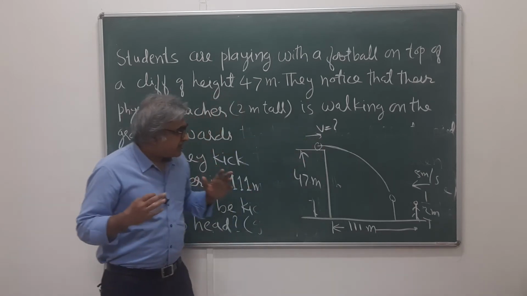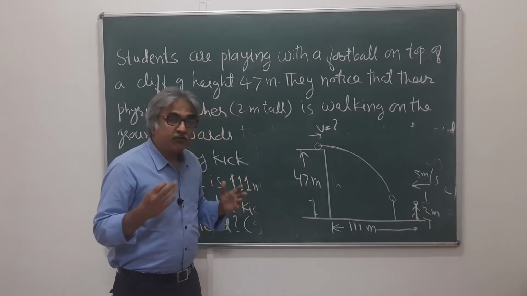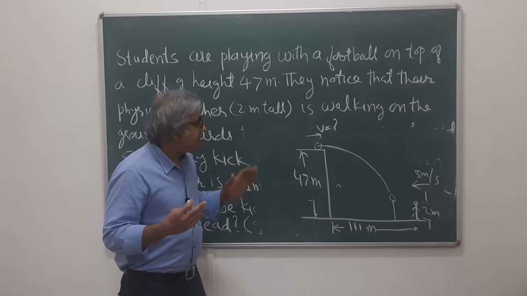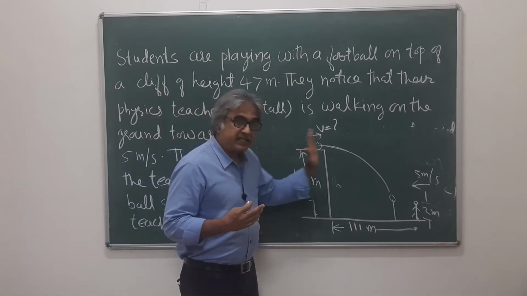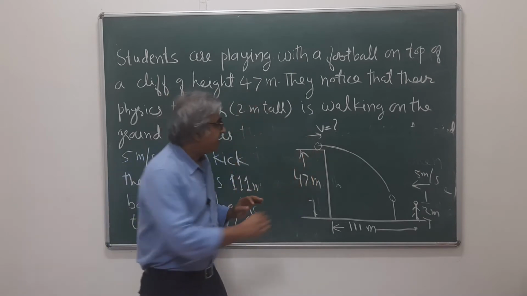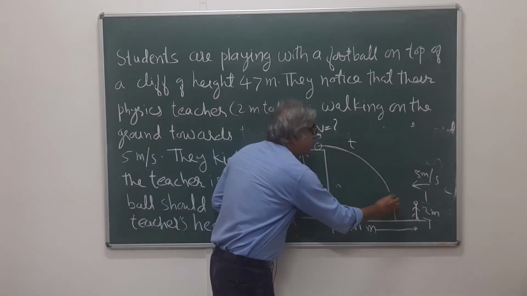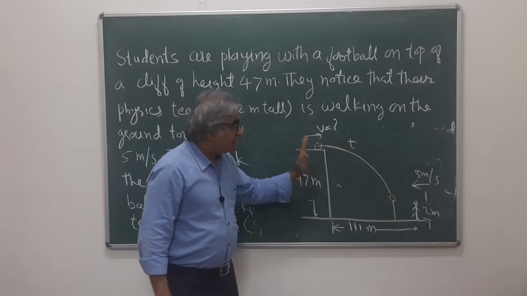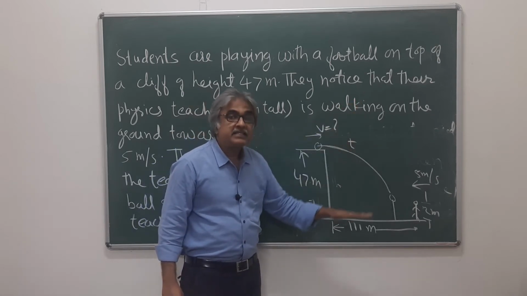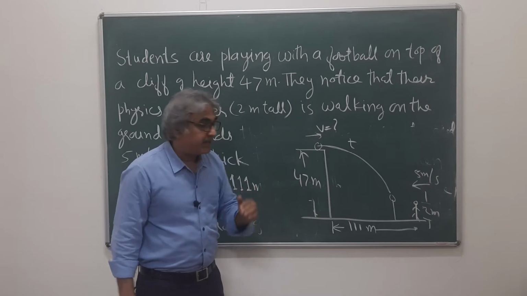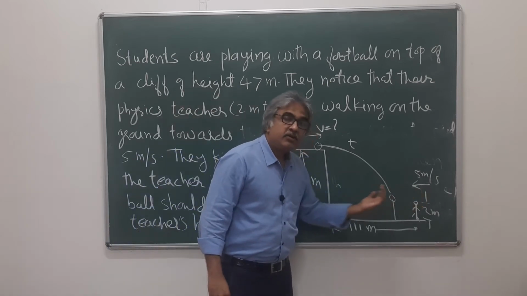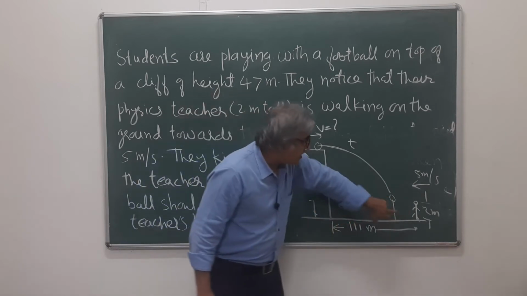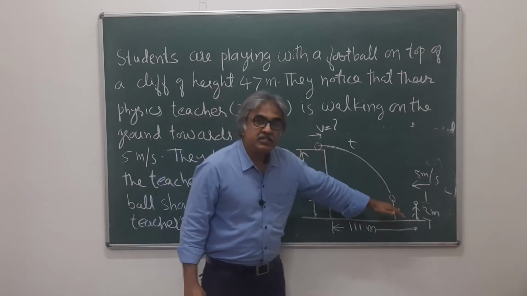Now see, we can immediately see a few things. This is a projectile, and let's say that when the ball is kicked, it takes time t to reach this position, to land on the teacher's head. During that time, the ball is traveling horizontally and is coming down. That's how a projectile works. And the teacher is walking towards the base with 5 meters per second. So in time t, the teacher comes over here, and in time t, the ball lands on the teacher's head.